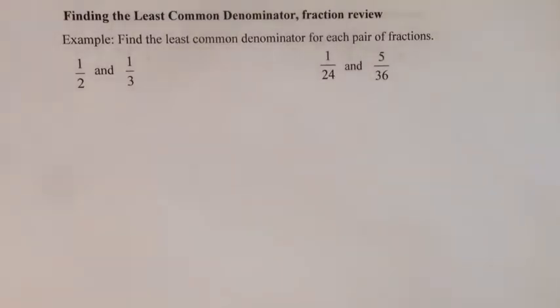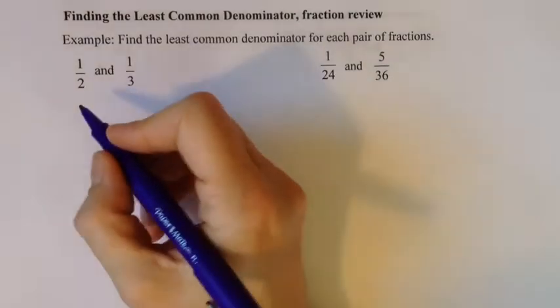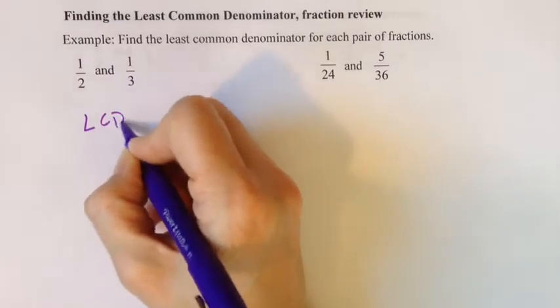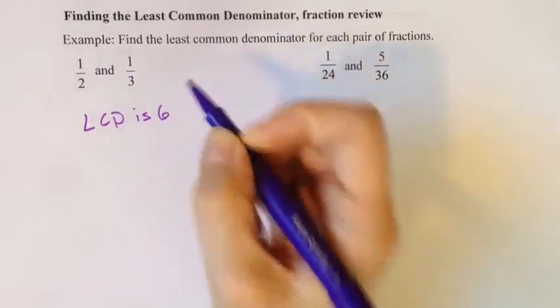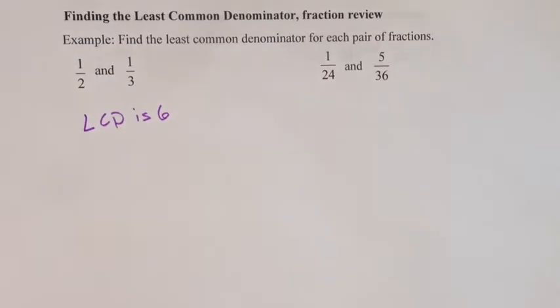My first pair of fractions is 1/2 and 1/3. For the least common denominator, I'm looking for a number that both 2 and 3 will go into. Because these numbers are pretty small, you may have been able to realize already that the least common denominator is 6, since that's a number that both 2 and 3 will go into.